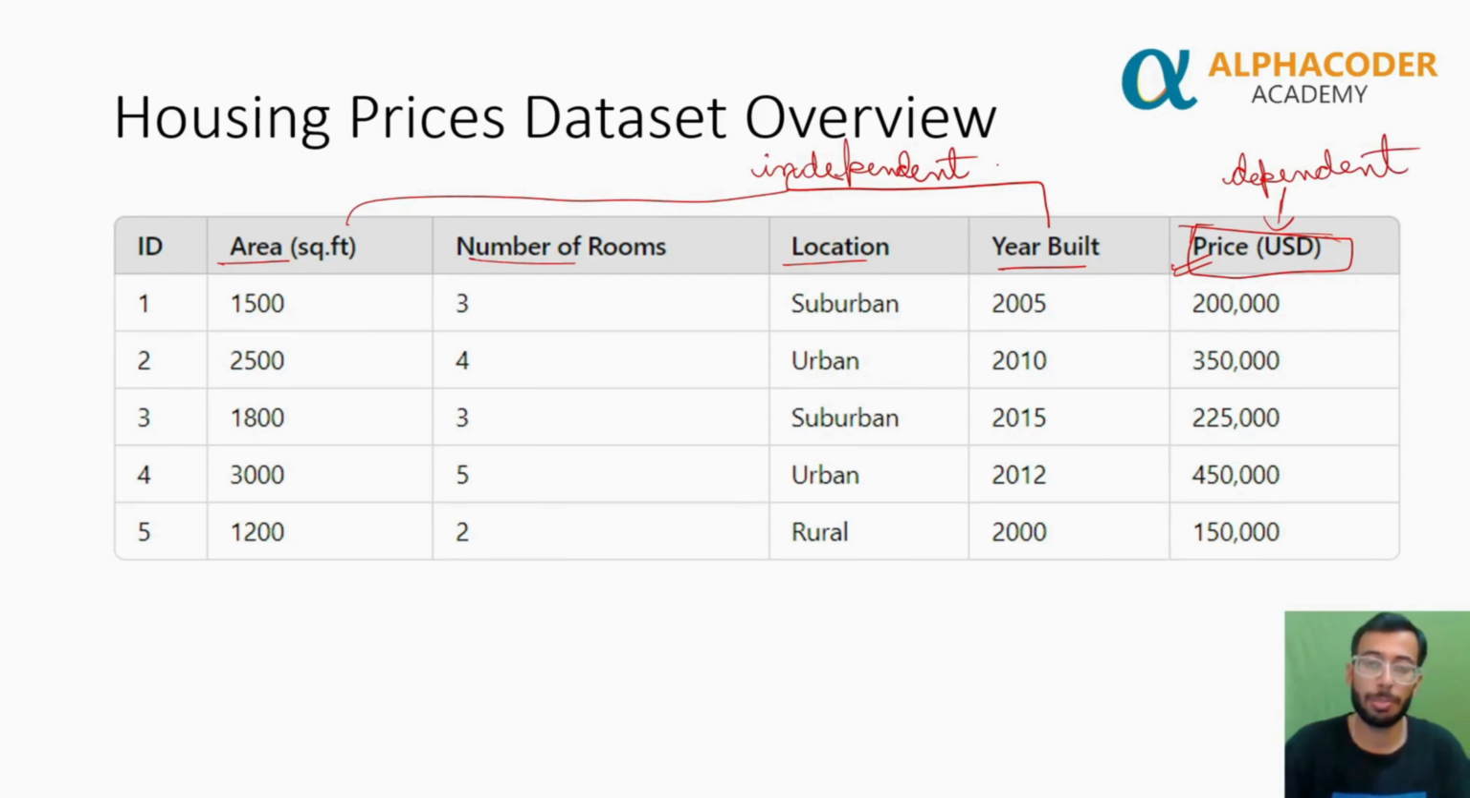Okay, so there can be more than one independent feature, and you can see here we have one dependent feature. Now why is price dependent? House price depends upon how much area your house has, how many rooms it has, what is the location of your house, and when your house or society was constructed. So that's why the price of a particular house or flat depends upon all these factors. Now there can be more features, but just to take a scenario, we have taken these four features. So this is what an independent feature is, and this is what a dependent feature is.